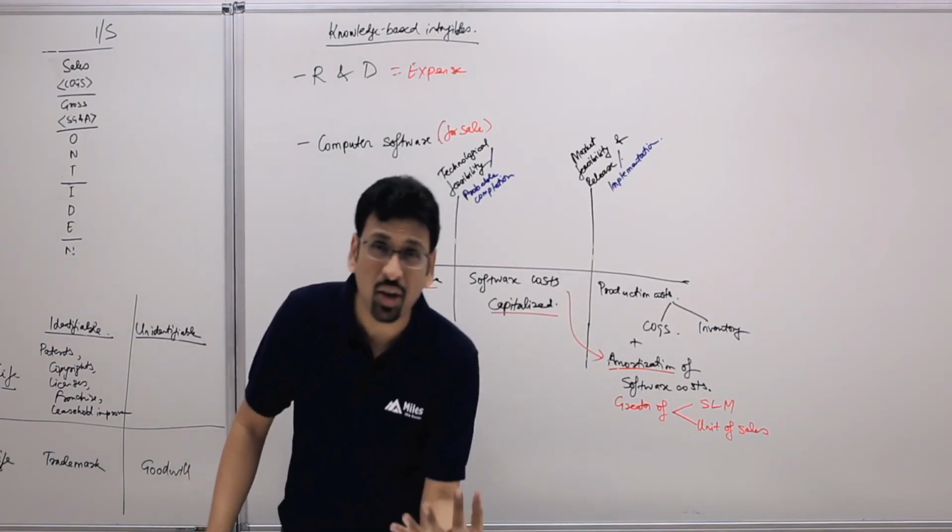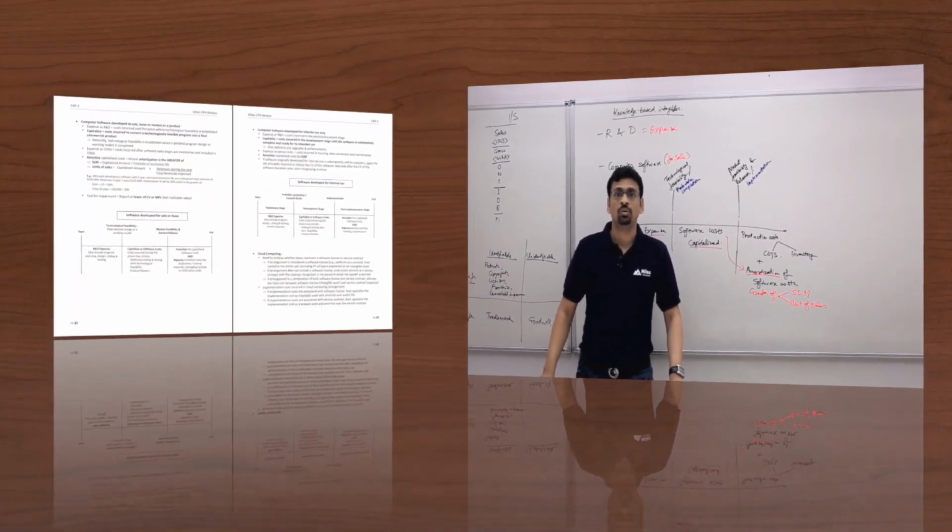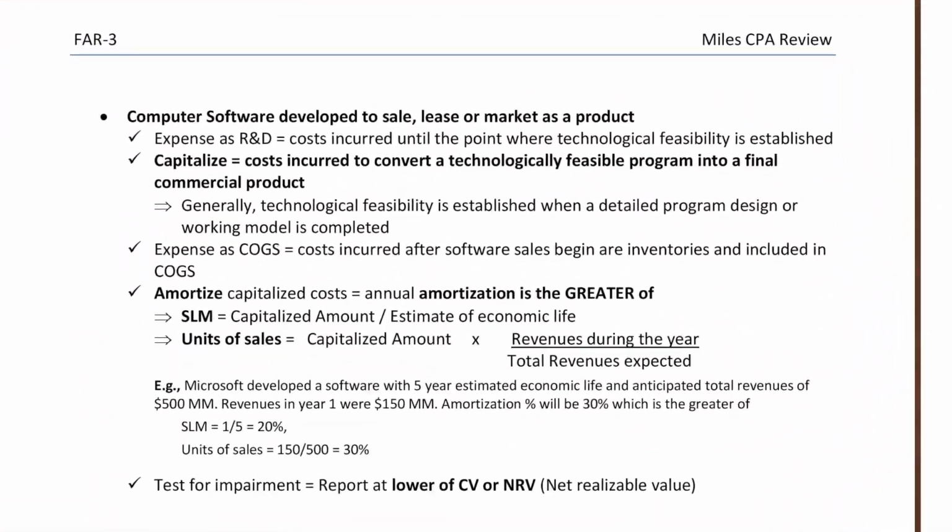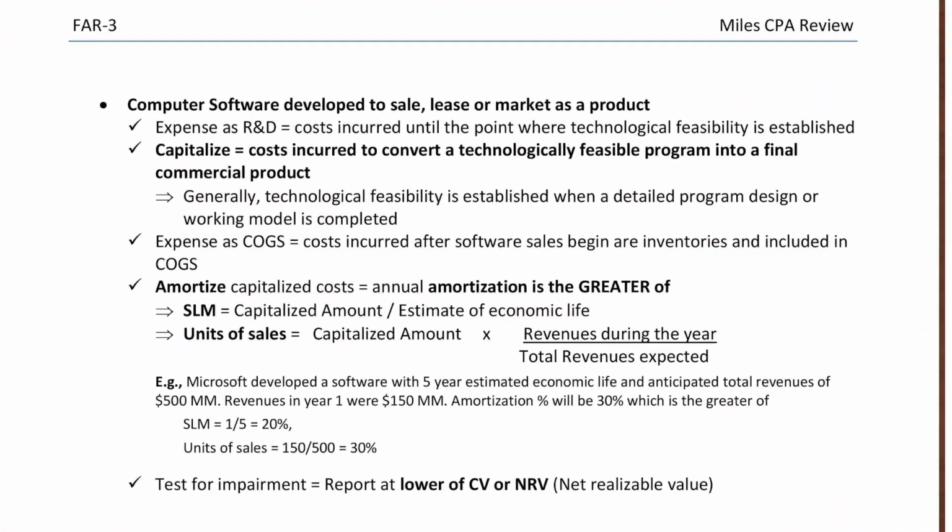So let's look at software costs on the book now. We're looking at computer software developed to sell, lease or market as a product. So the cost prior to technological feasibility, that's expensed as R&D. What you capitalize, put a box around capitalize, is cost right after underlying technological feasibility is established. Now that you've capitalized, you need to put a box around amortize. An annual amortization is the underlying greater of, underlying SLM, straight line method, and underlying units of sales method.